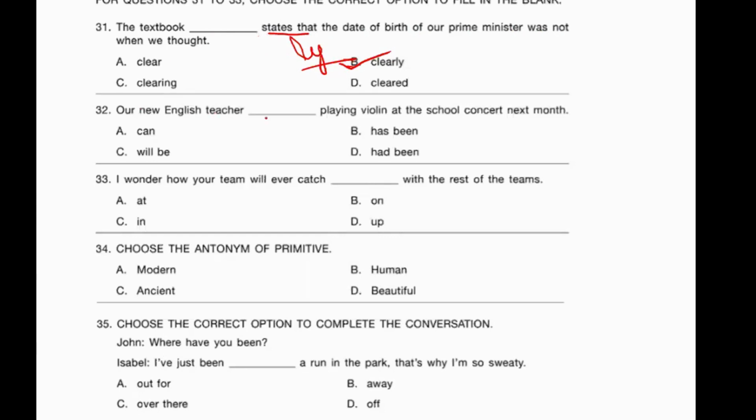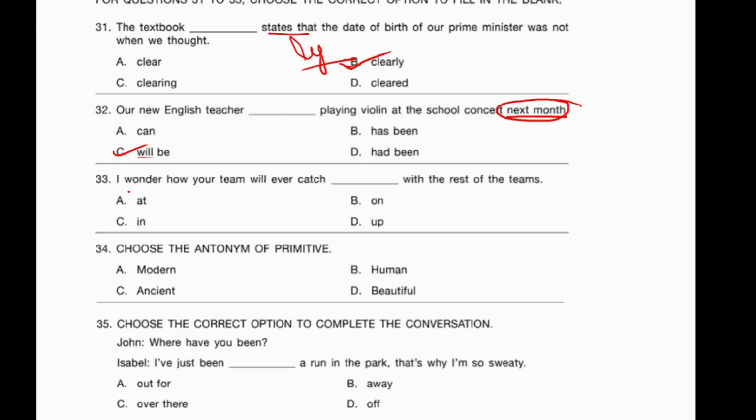Next, our new English teacher dash playing violin at the school concert next month. Next month means the future tense, the future time. So we have to use something regarding the future tense. It means the helping verb should be in the future tense. So where is the helping verb that indicates the future tense? It is option C, will. Will is the helping verb that is used only for the future tense. So our new English teacher will be playing violin at the school concert next month.